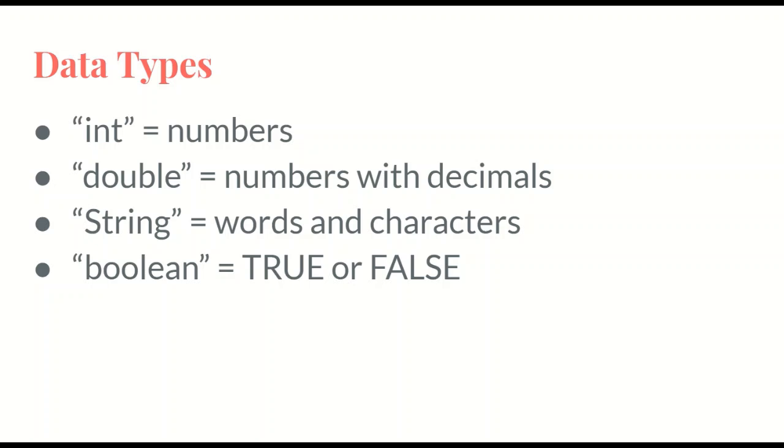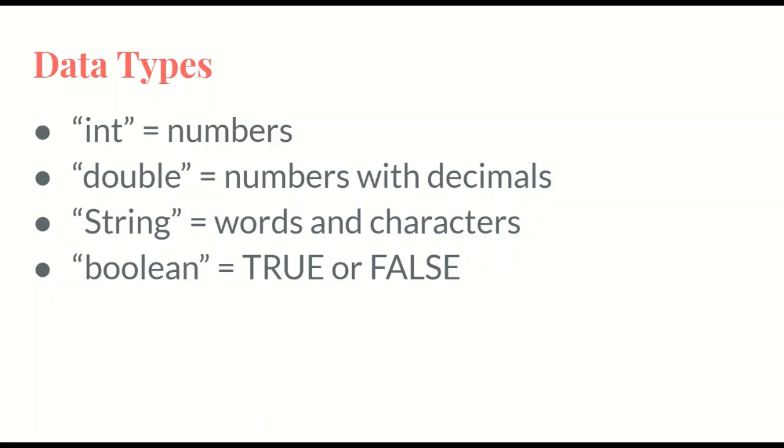In programming, there are different types of data. The simplest data is an int. An int can be described as a number. However, that is not to be confused with a double. Doubles are basically numbers with decimals, so anything that is not a whole number would be described as a double.